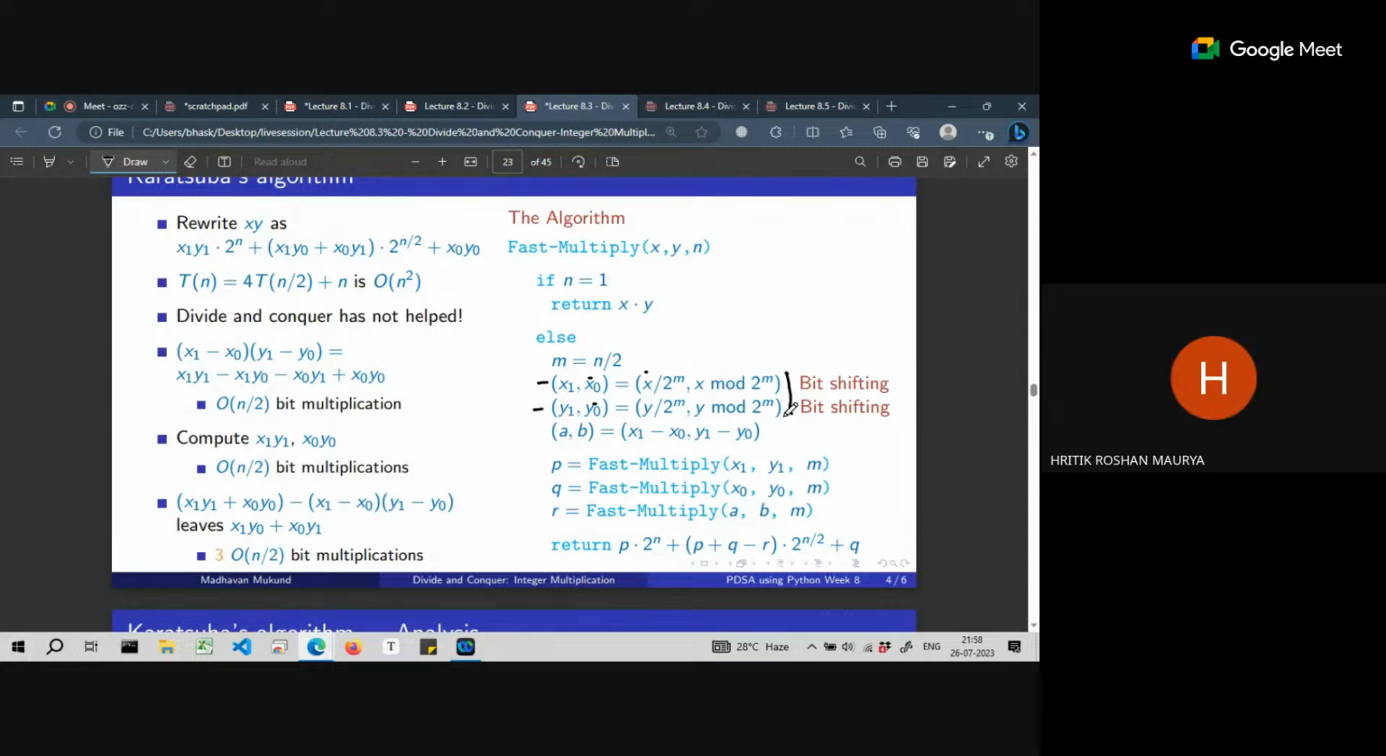Sir, what is x and y? x and y are the 2 numbers. List or number? No, x and y are 2 variables in which binary numbers are stored, like 1 0 1 1 0 0 1, something like that.